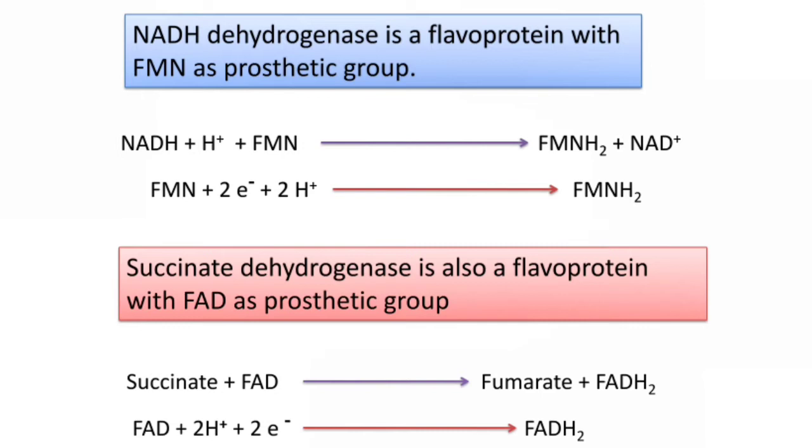So in the complex 1, when NADH transfers electrons to the complex 1, FMN is reduced to FMNH2 and NADH is converted into NAD+. So in this reaction, FMN accepts 2 electrons and 2 protons and it is converted into FMNH2. Same way, succinate dehydrogenase, which is found in the inner mitochondrial membrane, is also a flavoprotein because it contains FAD as the prosthetic group.